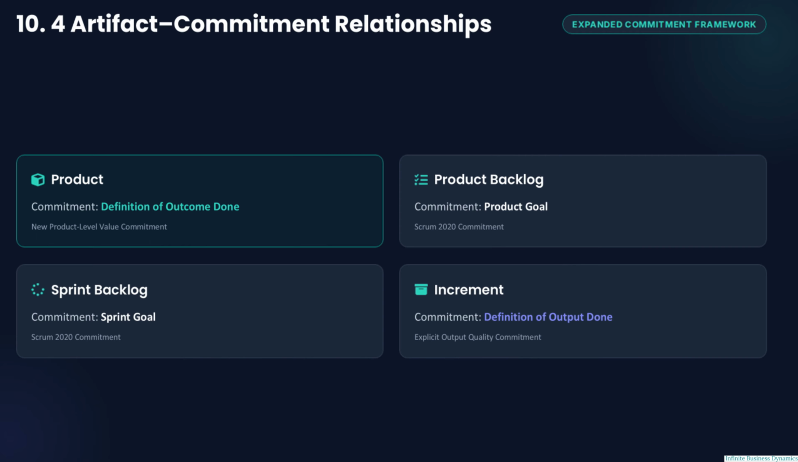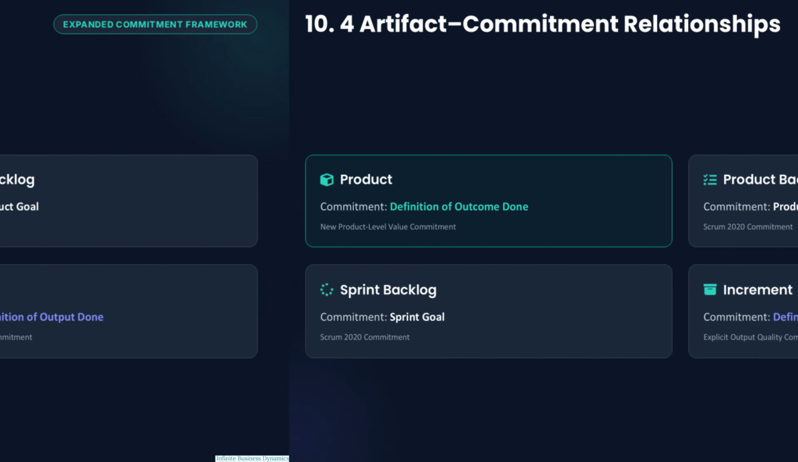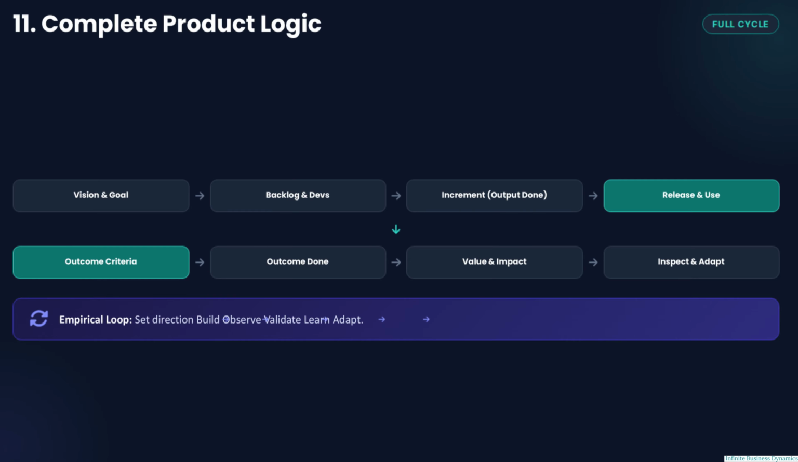This helps us see that Scrum commitments are not isolated statements. They form a connected system linking intent, work, quality, and ultimately value. We have now connected the individual pieces, so we can see the complete product logic as one continuous cycle.